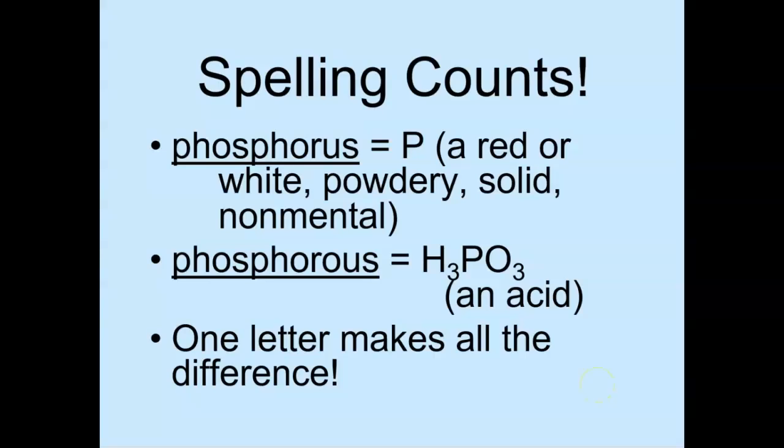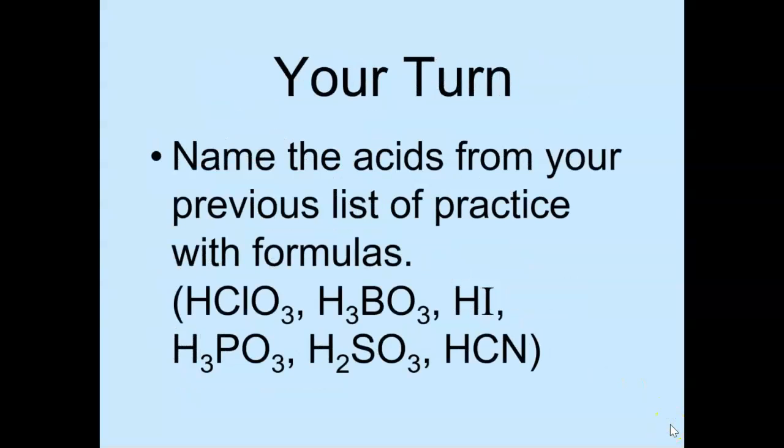Okay, so spelling counts. Phosphorus with just US, that's the element. Phosphorous with O-U-S, that's the acid. One letter makes all the difference. So you've got to learn how to spell those words. On your sheet, here are some for you to try. I want you, on your own paper, to tell me the names of these acids. Pause here and do that, and then we'll come back and check your answers.